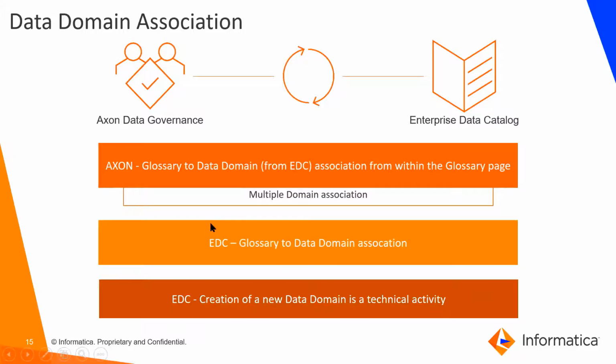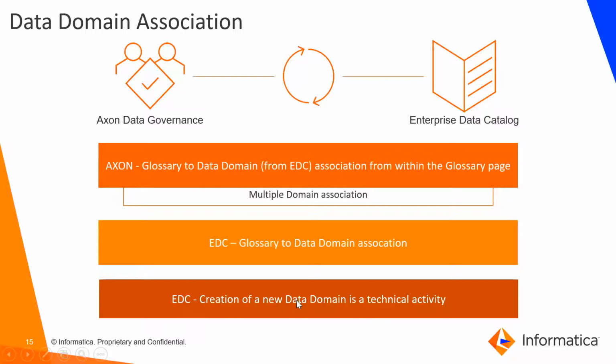Okay, the second one is you can go to EDC and then do a glossary to data domain association, right? So these are the two options, but a business user can still have a say in associating it from the Axon interface itself. I will just show you during the demo.